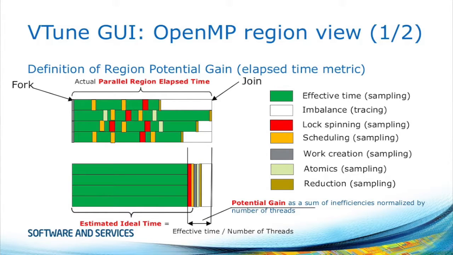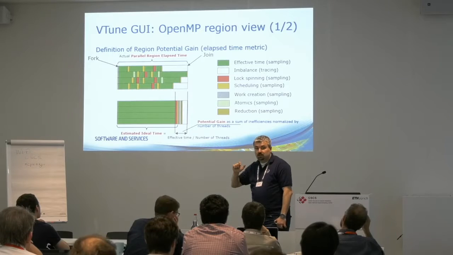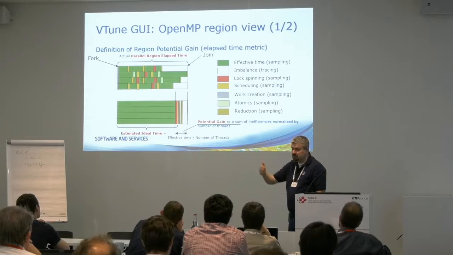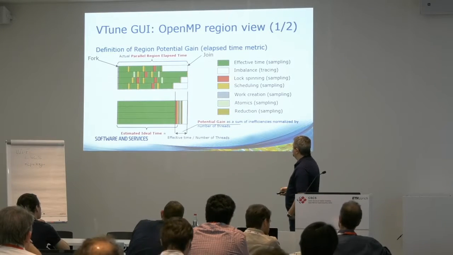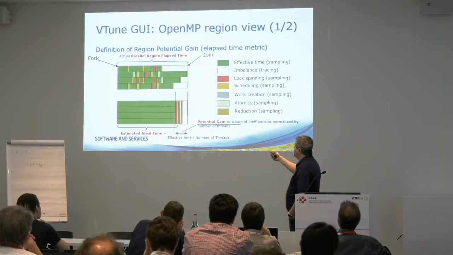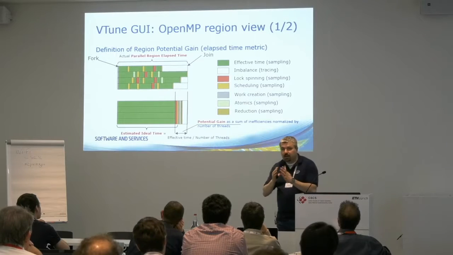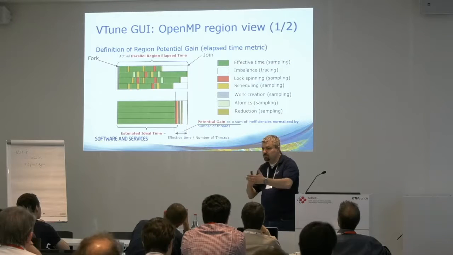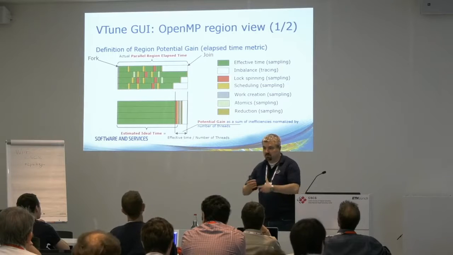Scheduling: for instance, if you use OpenMP schedule dynamic, the tool can actually detect that there's scheduling overhead associated with handing out loop iterations to threads. That's yellow. Gray is the work creation. We can identify atomics, and we can identify reductions. So you can now break down the performance of your individual threads into the individual contributions and relate that to the OpenMP feature that you see in your syntax in Fortran or in C.